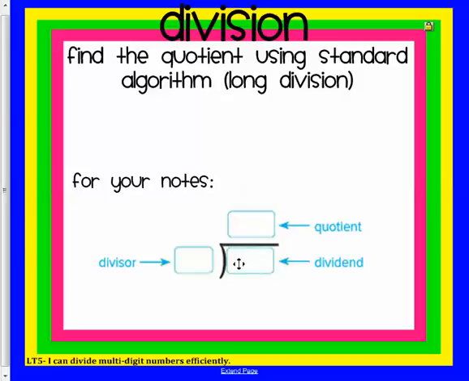The number inside the division sign is the dividend. The number outside is the divisor, and the number that you get as your answer is called the quotient. Pause the video and write that down.